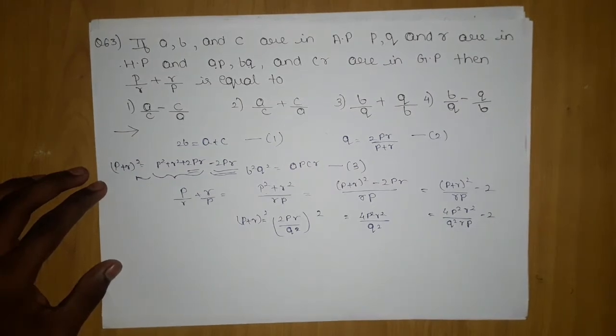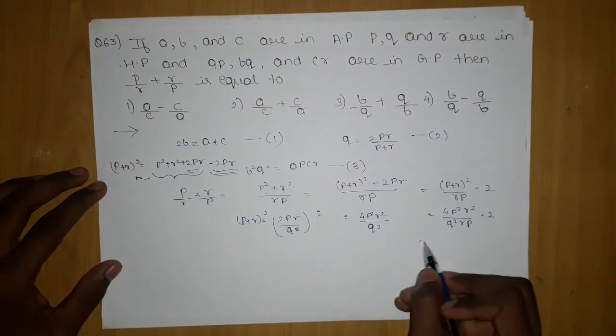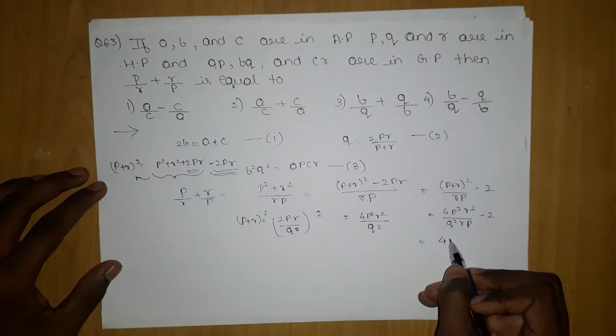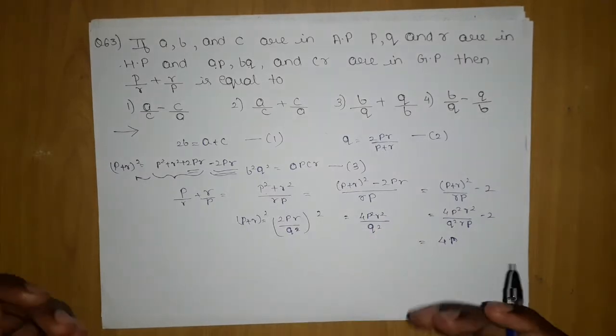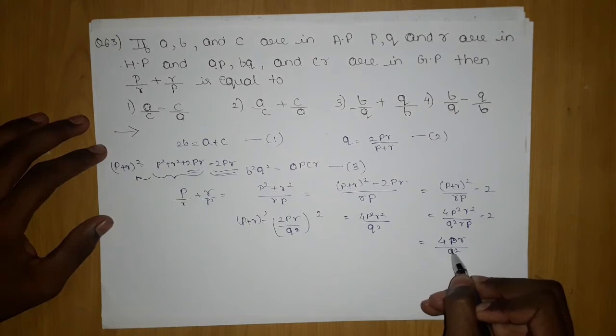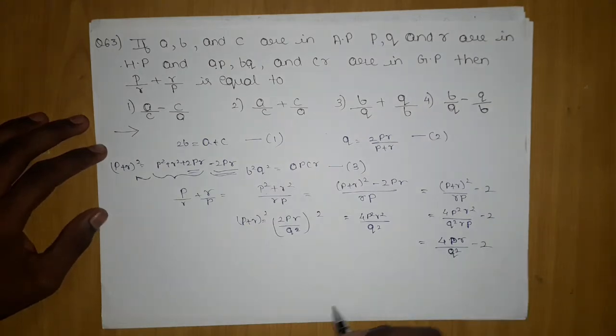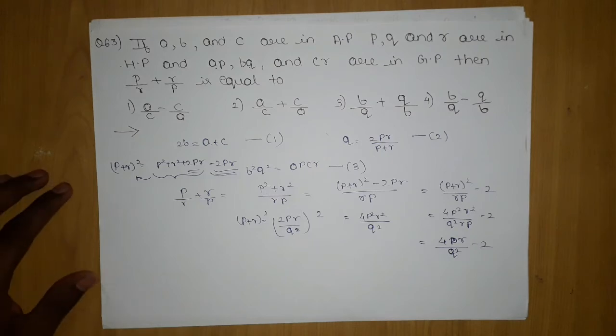So what are we getting? One pr will cancel out, giving me pr upon q square into 4, minus 2. Okay, fine.